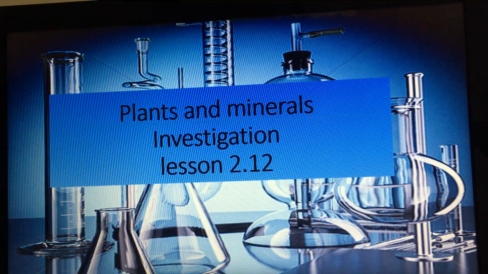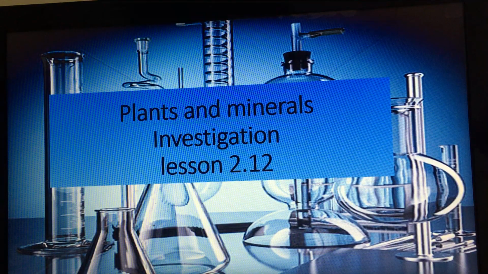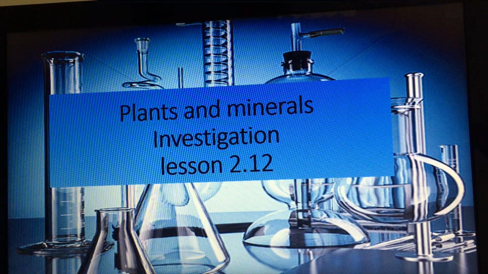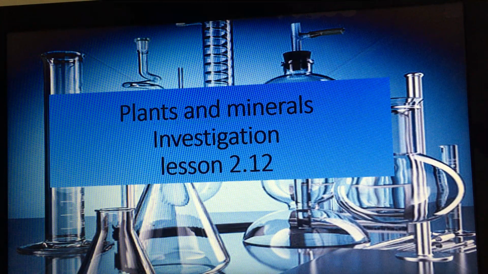Now, as we said before, plants need many minerals to grow well, and this investigation tests the effects of mineral deficiencies on plant growth. The minerals that we are going to test are magnesium and nitrogen. Plants absorb magnesium from the soil as magnesium ions, and magnesium forms part of the chlorophyll molecule. A deficiency in magnesium causes chlorosis, which means that the leaves turn yellow.